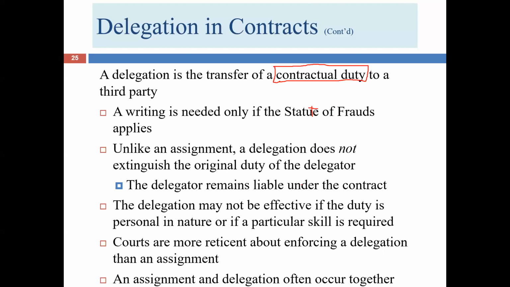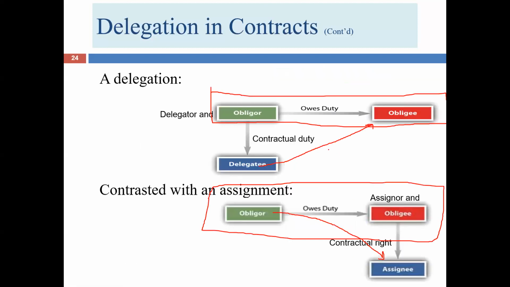When we were talking about assignments, let me just flip back here, we talked about how this guy, the obligee, really falls out of the equation. He isn't entitled to whatever is being assigned.